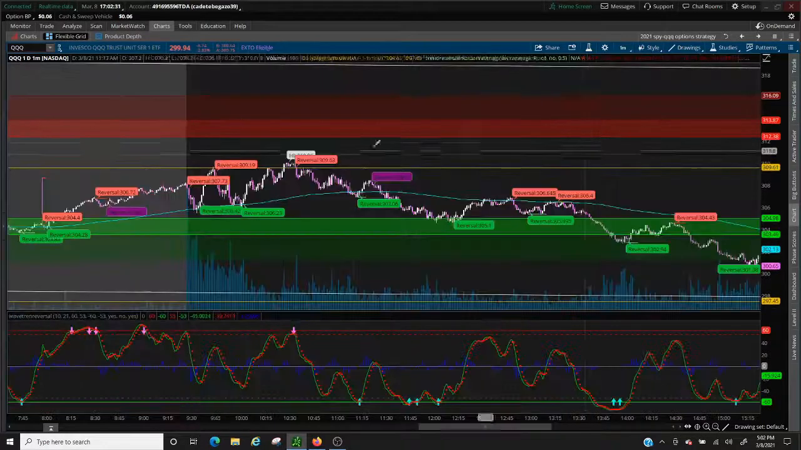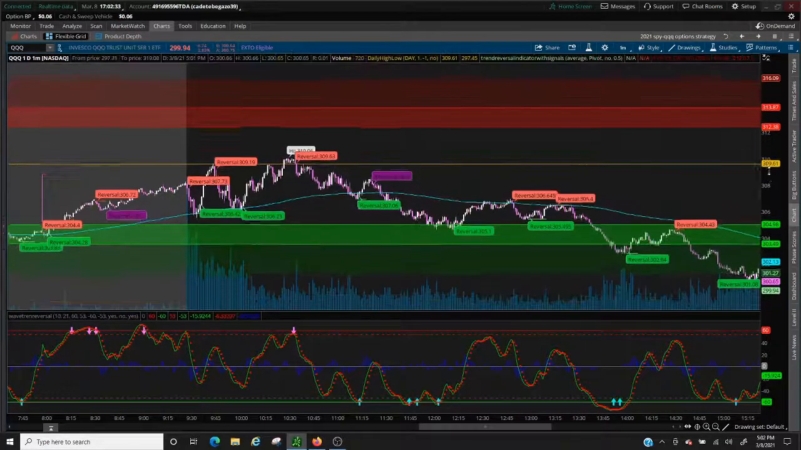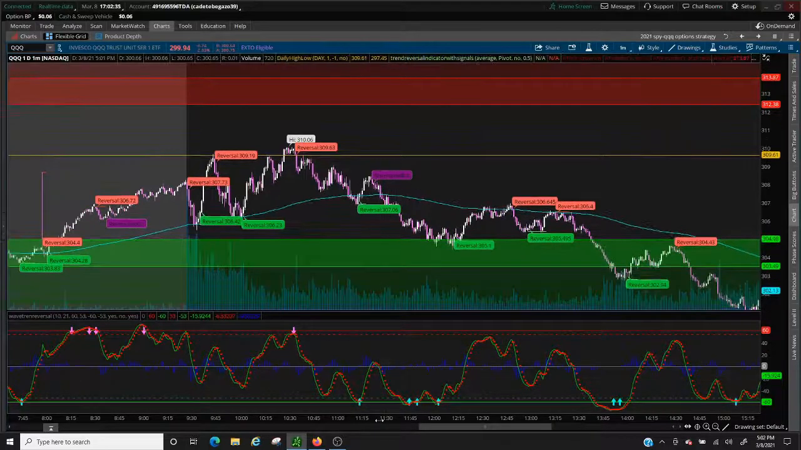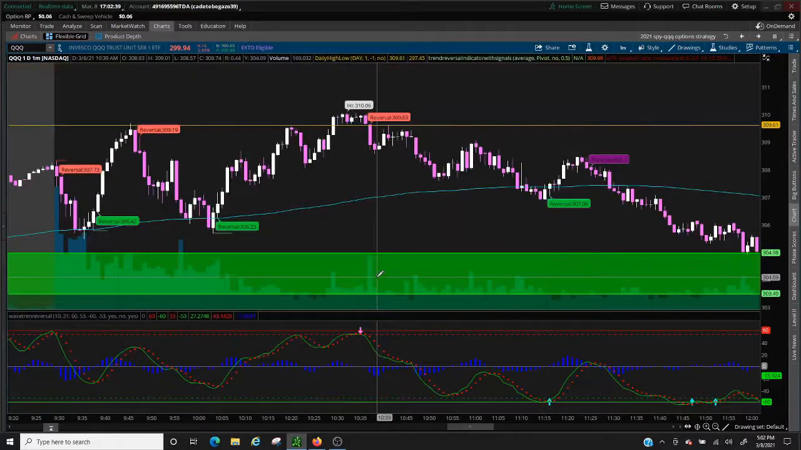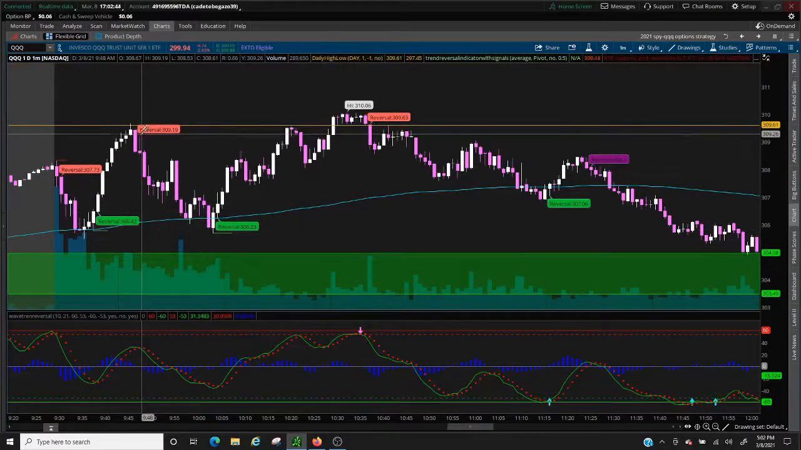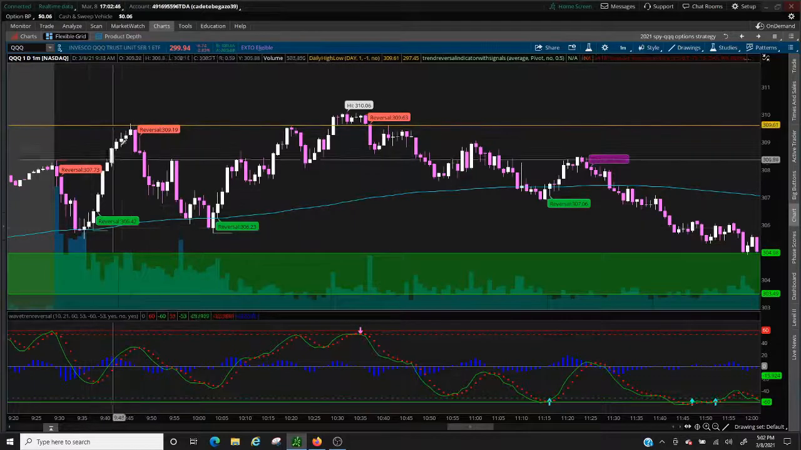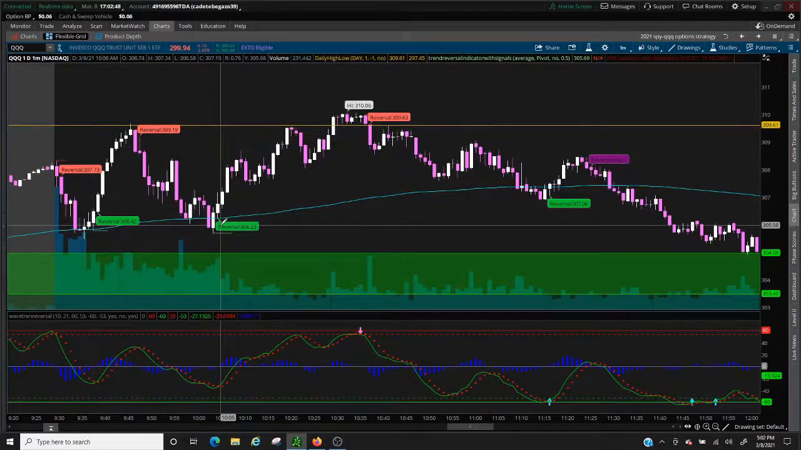Okay, so this is my recap for today to show you the power of the knowledge that I'm sharing with you guys. It's all about support and resistance, understanding your supports, understanding your resistance, looking at the data that is provided to you, and not complicating your trading. Do not complicate your trading.